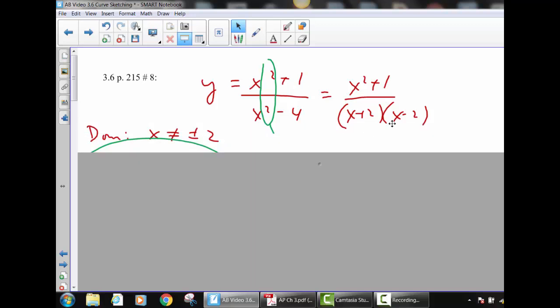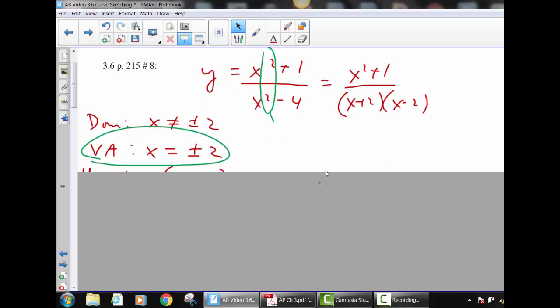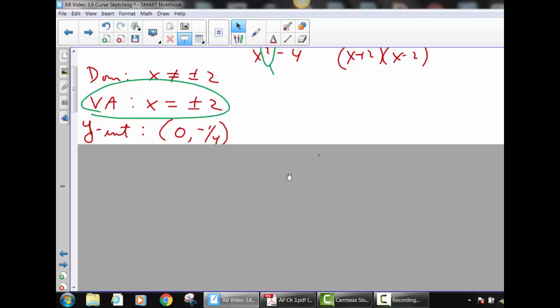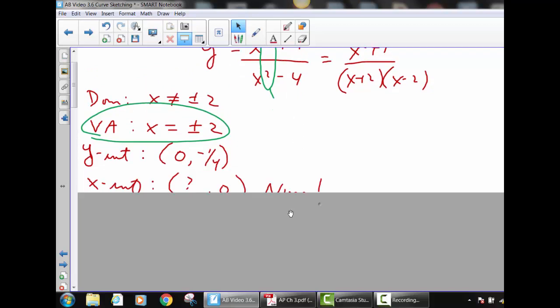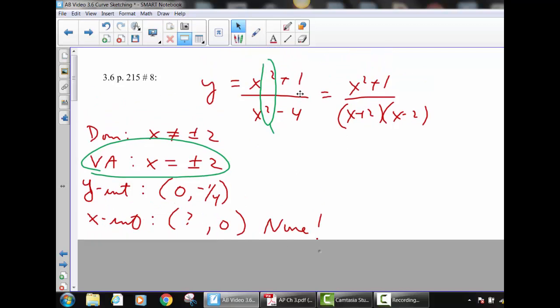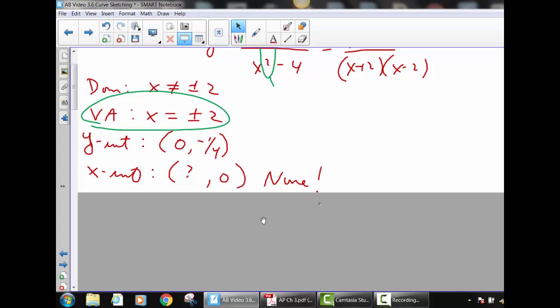Of course, here, domain: x can't equal plus or minus 2. Vertical asymptotes are plus or minus 2. Y-intercept, I think it's easier to plug it in here. If you replace the x's by 0, you'll get negative a quarter. X-intercept: when will this fraction equal 0? Because y equals 0 for an x-intercept. Well, that's never going to happen, so there are none.